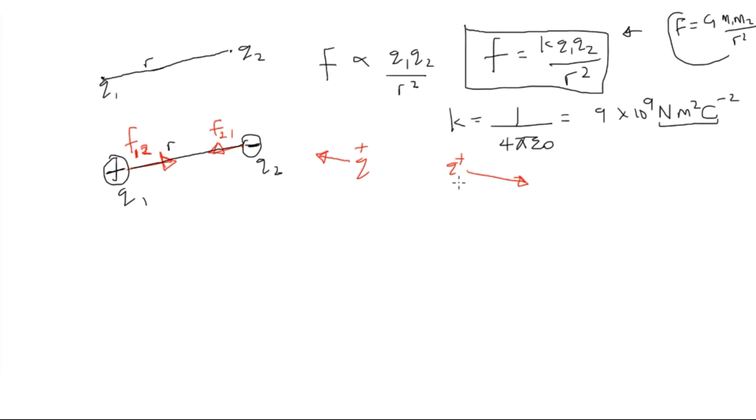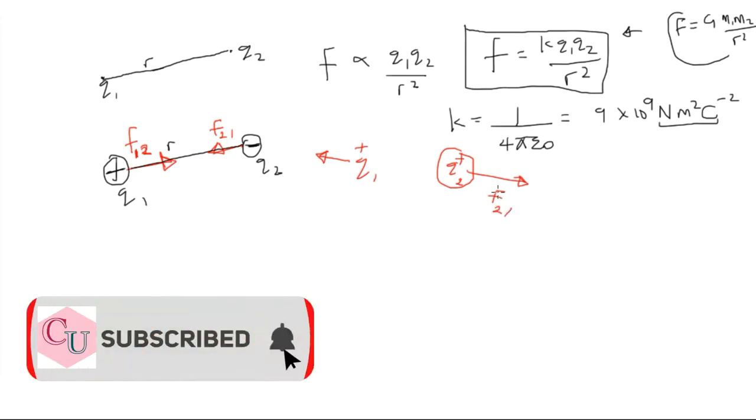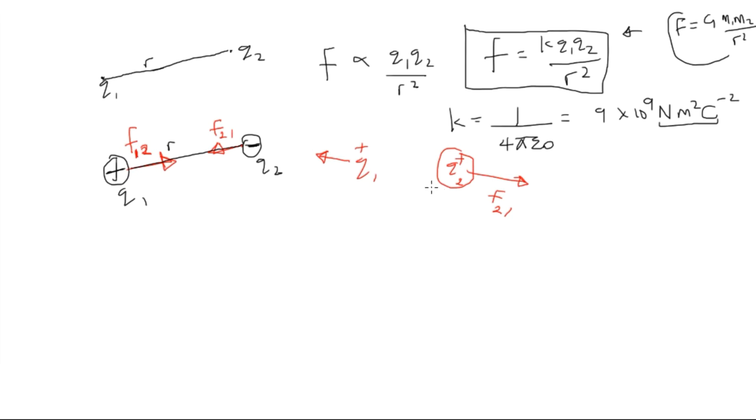So let's say this is Q2 and this is Q1. Immediately I put this Q2, it will move in this direction of the arrow. That is the force on 2 due to 1. It must be repelled according to that law. Then Q1 will also move in this direction. That is the force on 1 due to 2.